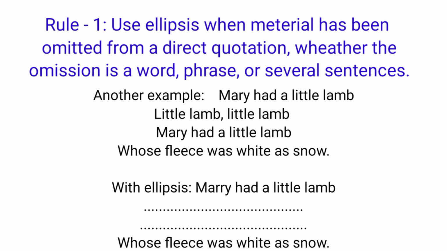Another example: Mary had a little lamb, little lamb, little lamb. Mary had a little lamb whose fleece was white as snow. This is the full quotation. But with ellipsis: Mary had a little lamb ... whose fleece was white as snow. To omit several lines or phrases or words from a direct quotation, you have to use ellipsis or dots.